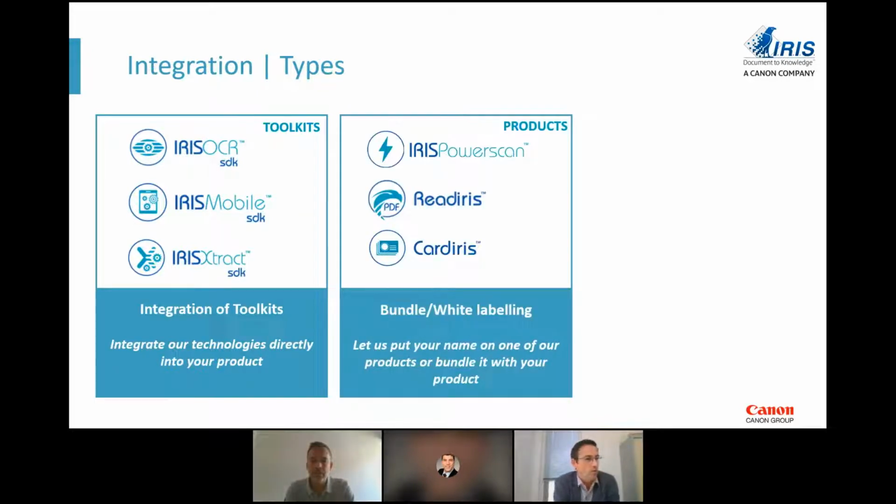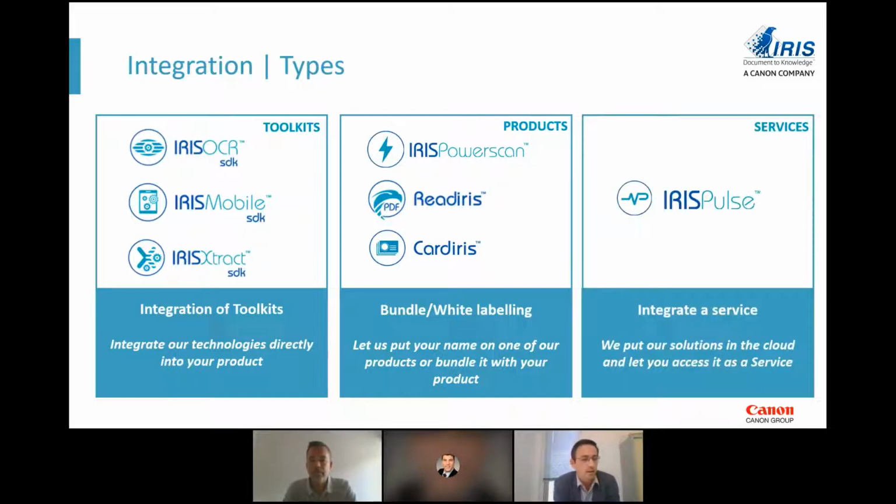But next to toolkits, we also have products that we can share with you. We have developed quite a few of them, and some of them can be bundled or even white labeled for your company. So we will also talk a bit more about that. And most recently, starting end of last year, beginning of this year, we've started to put some of our technology in the cloud as a service, which we brand under the name IRIS Pulse. So we will be covering the first service that we are offering at the moment.